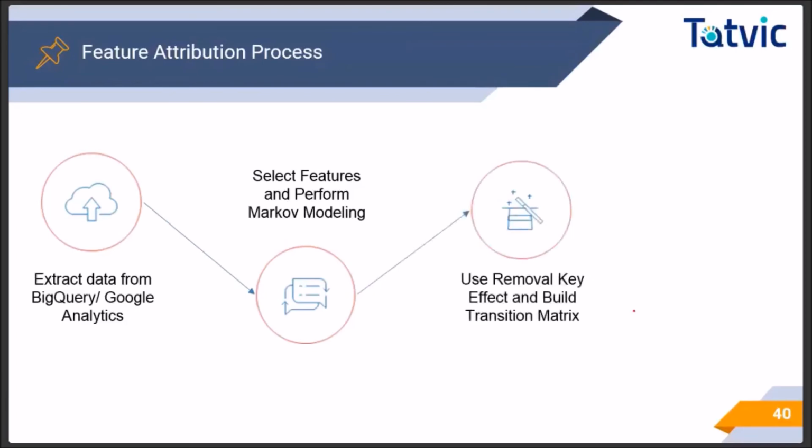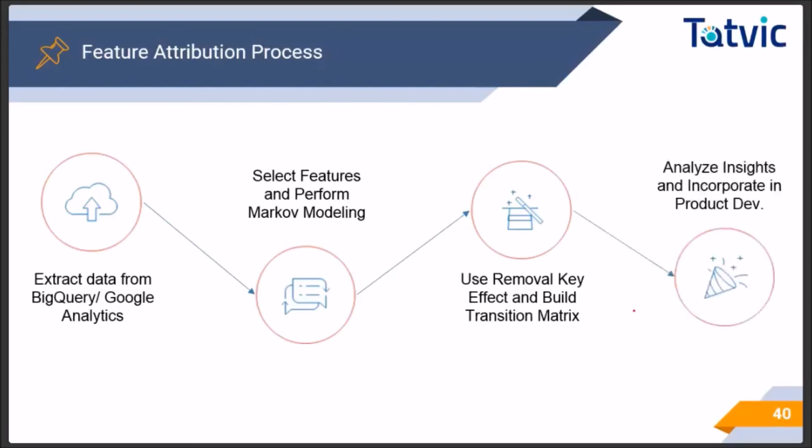Okay, and then you use a removal effect and you build a transition matrix, and finally I do what I do, analyzing insights and incorporating them in the total product development life cycle every sprint cycle. Correct? Okay.